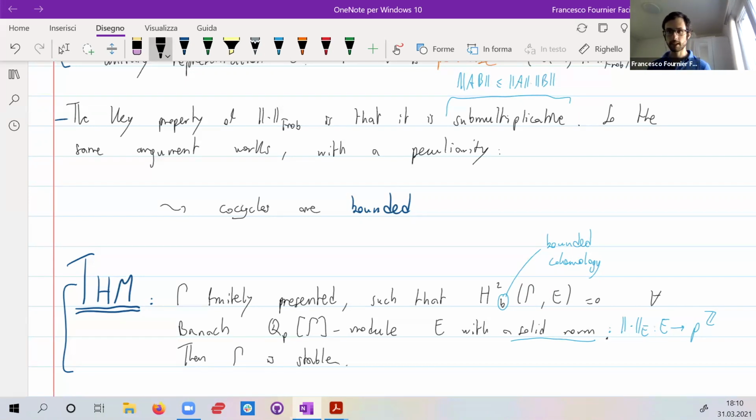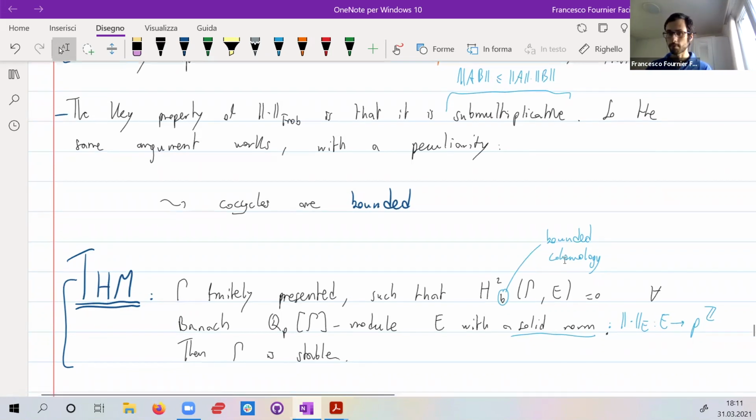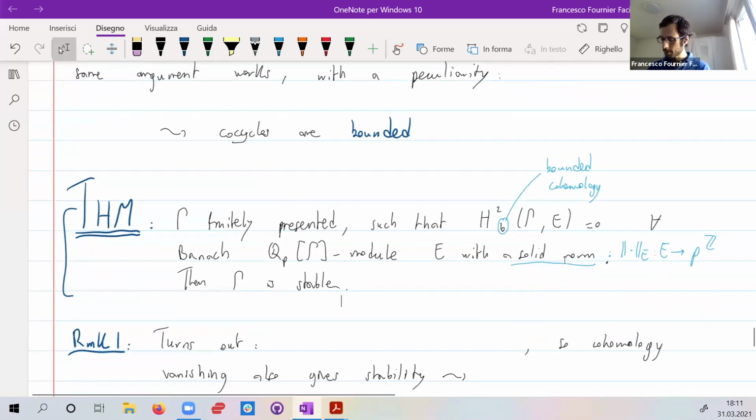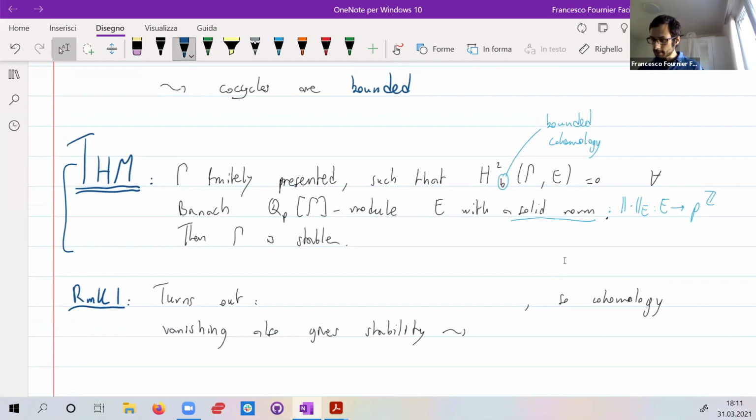And I haven't specified if it's pointwise or uniformly stable because I need the gamma to be finitely presented, and we saw that it's equivalent in this case. And so you might be saying, okay, but isn't cohomology much simpler than bounded cohomology? Why should you go into it, which it is in the real case? It's much better understood.